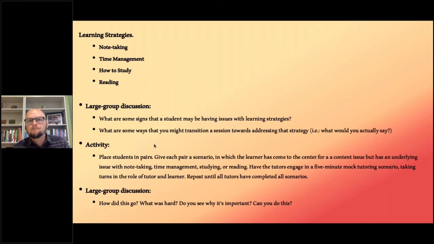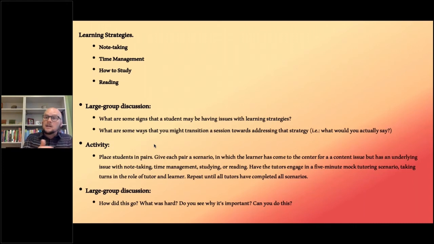So here's learning strategies. Here are the topics we're going to cover. Very, very quick. Again, 5 minutes, 10 minutes tops. Large group discussion. What are some of the signs you see in the work that you do with learners that a student may be having issues with learning strategies, and some of the ways you might transition the session towards addressing those strategies. Giving students an activity where they're going to actively work in pairs, addressing a scenario, really acting out the thing that they're trying to do in sessions.